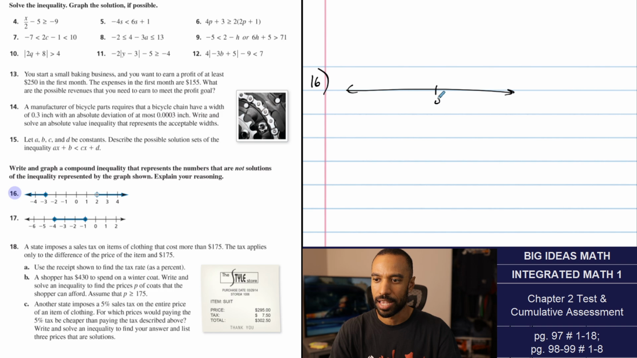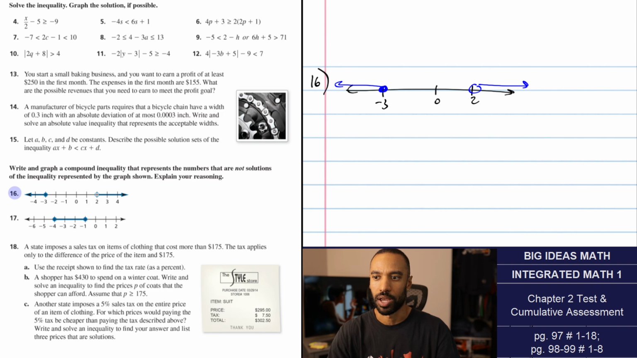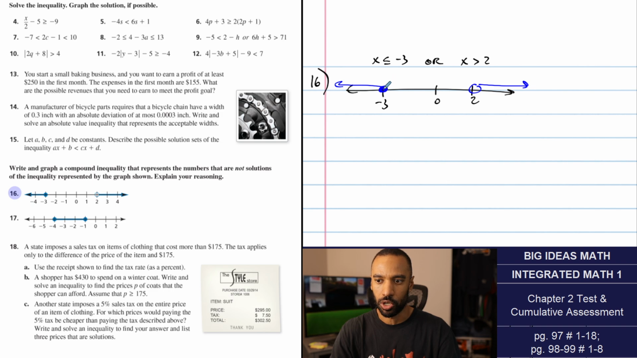I'm going to put, as I normally do, how we'd graph it. So like this. Now they're saying what are not solutions. I'm going to begin with what are solutions, just so we can practice some things, right? So this one is originally x can be less than or equal to -3, or x can be greater than 2. Now the not solutions case I'm going to place in green.